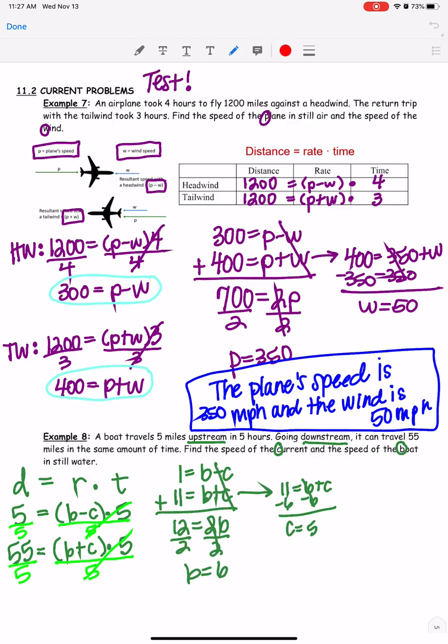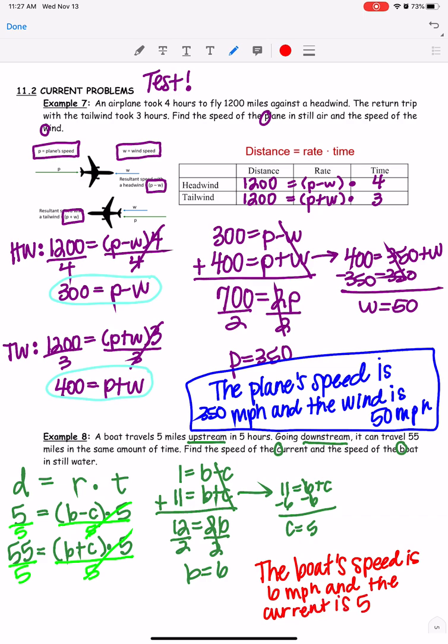So again, word problems require word answers. So the boat's speed is 6, and we are again going miles an hour, so miles per hour. And the current is 5 miles per hour.